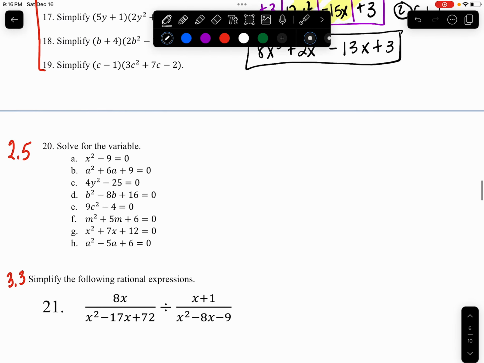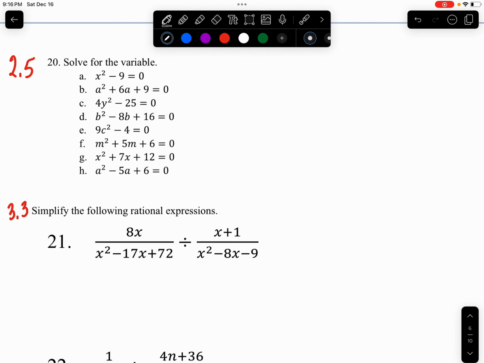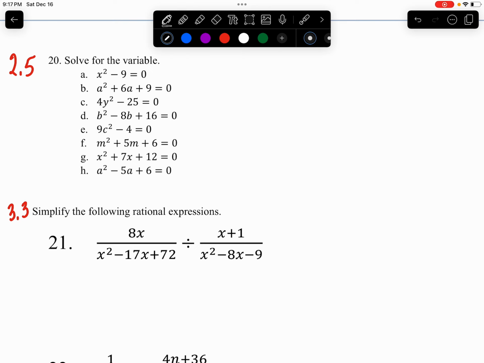All right. Number 25. For number 25, I'll modify one of the problems. I'll do H. Actually, no. I'll do B. So that's a squared plus 6a plus 9 equals 0.